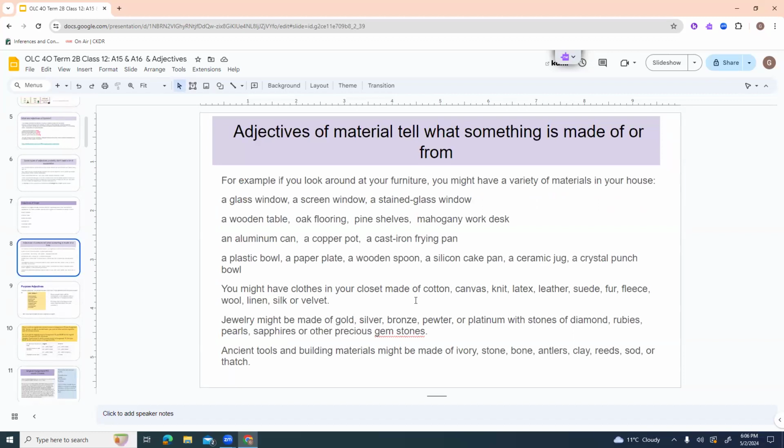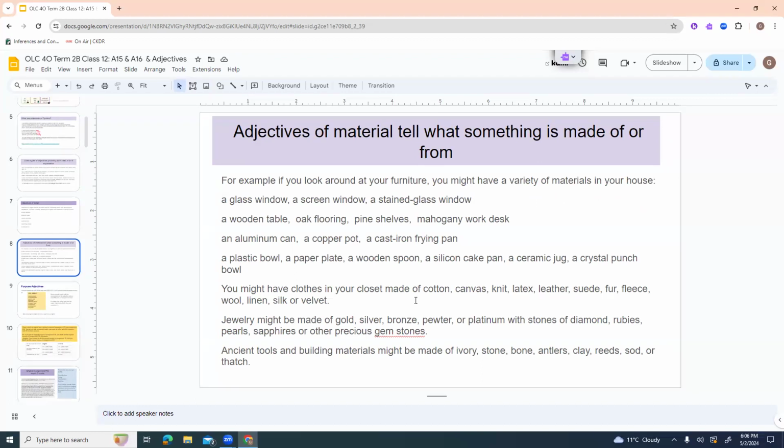Adjectives of material tell you what something is made of or made from. So if you look around your house, you might find a variety of materials. Maybe there's a glass window, a screen window, or a stained glass window. So often we're describing what kind of material something is made from because obviously I have a very different picture of what a glass window looks like from a stained glass window.